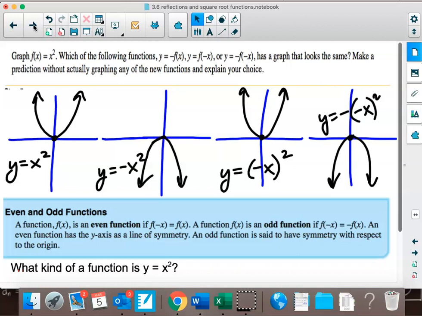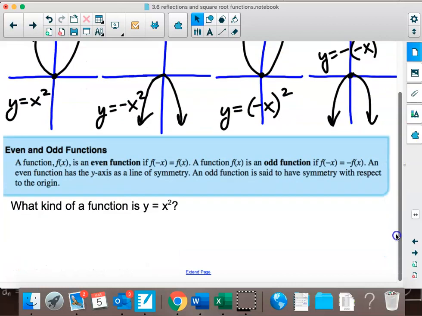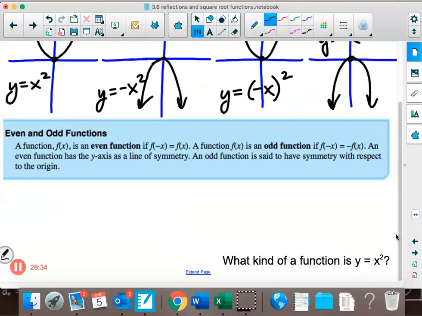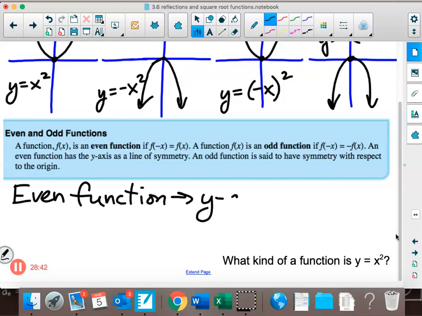So let me show you. I'm going to write it. Don't write this. I want to give you a better definition for even. An even function has y-axis symmetry. An even function is any function with y-axis symmetry.